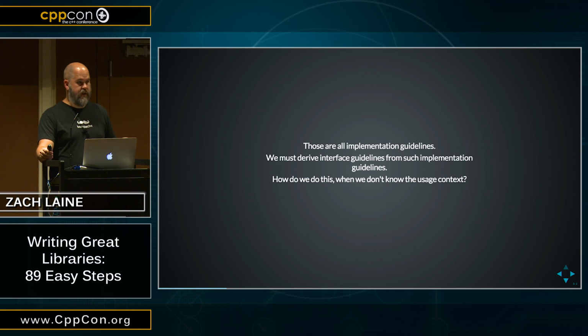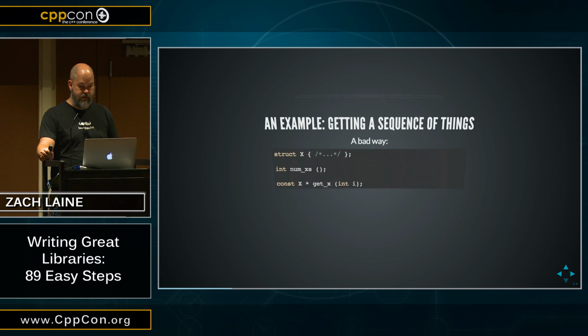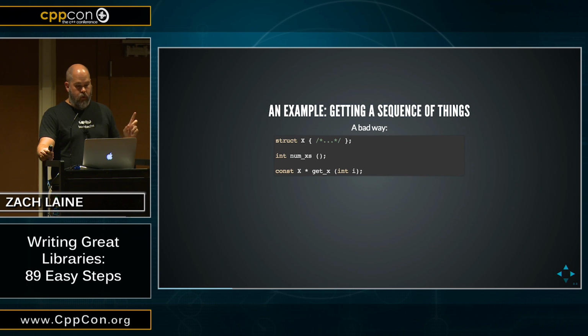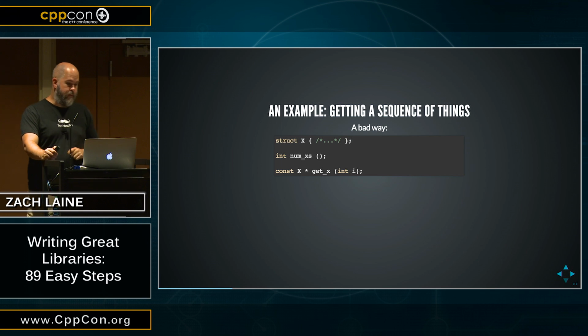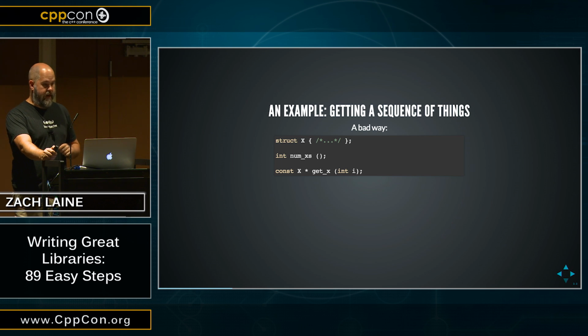Since we don't know the usage context, this is going to be a very ad hoc process, right? It's going to depend on the specifics of your library and its interfaces. Okay, so a way to get a sequence of things out of an API. This is a bad implementation, or bad interface rather. I've got a struct x, I've got a function numXs that tells me how many I have available from that interface. And then I have a function that gets one x at a time by the index, okay?